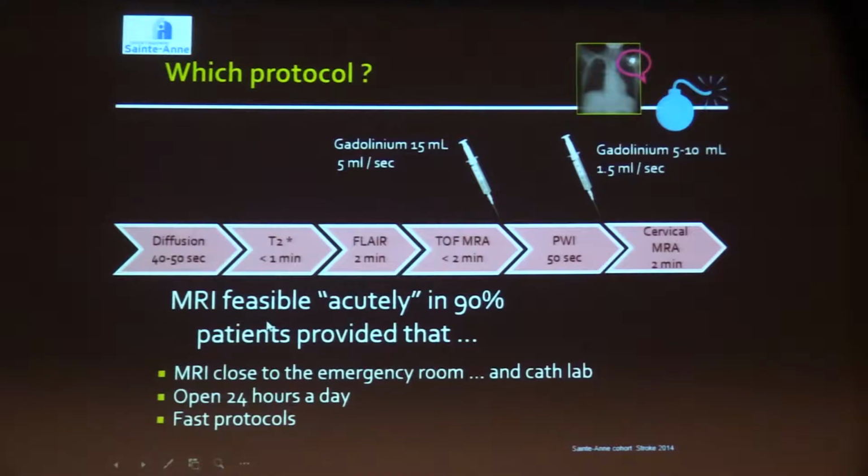Using this type of protocol, the MR is feasible acutely in 90% of patients, provided that the MR is close to the emergency room and the cath lab, that you don't depend on the ambulance system, that it's open 24 hours a day. Theoretically, people should be scanned the same way during the day and during the night. And also that the protocols are fast, which means that the technicians are used to managing this type of patient.